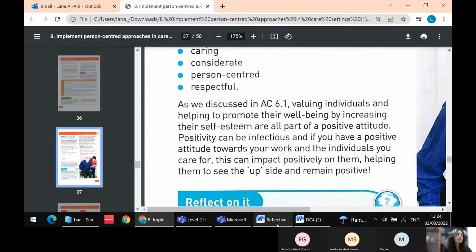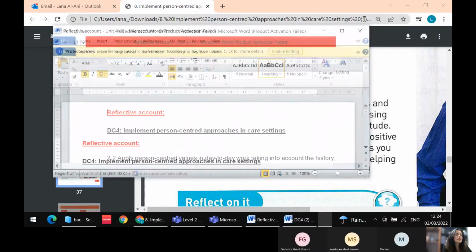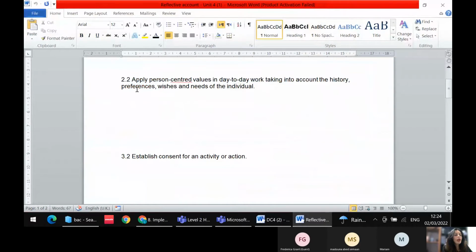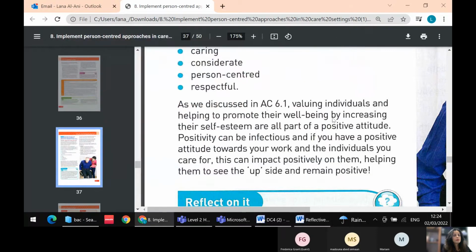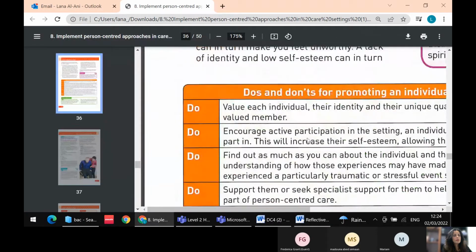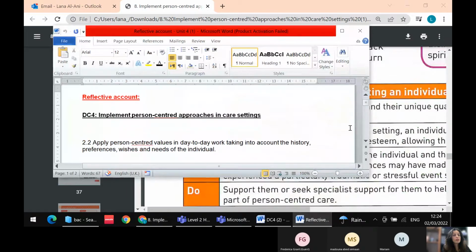Now, how about the reflective account? Let us go back to the reflective account. Apply person-centered values in day-to-day working, taking into account the history, preferences, wishes, and needs of the individual. So which one is this? That's 2.2.